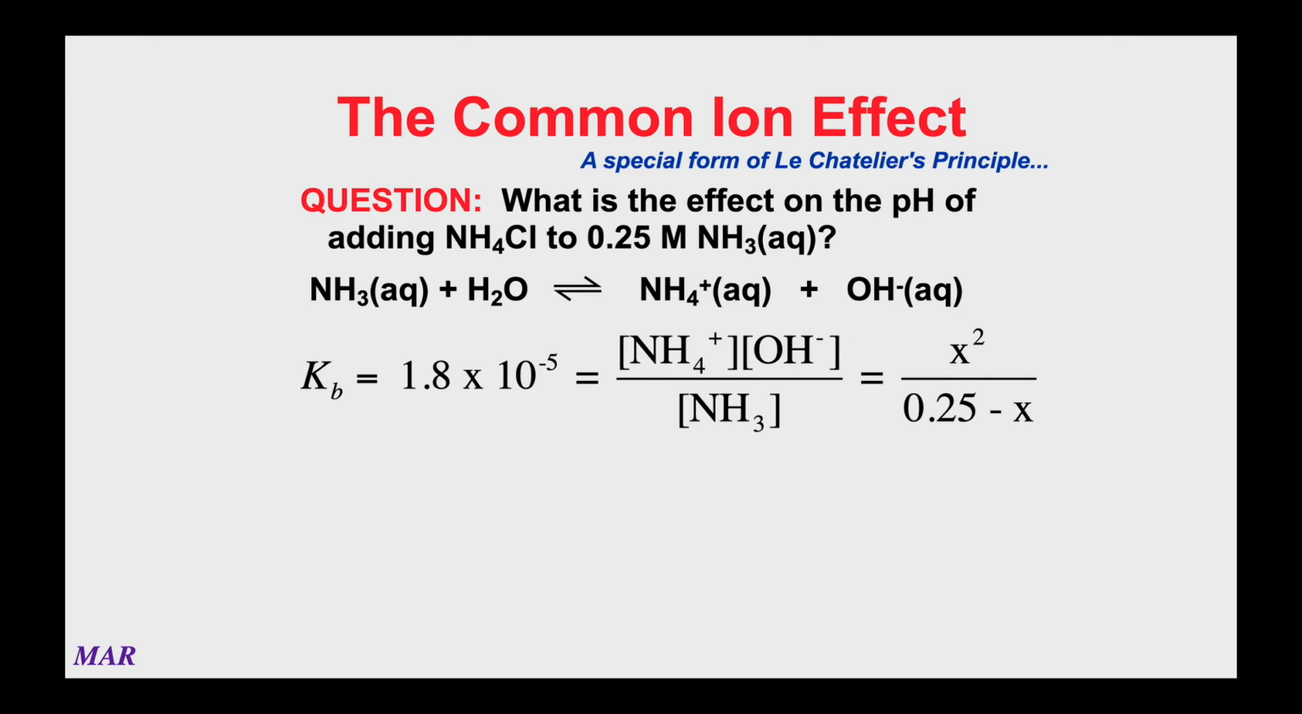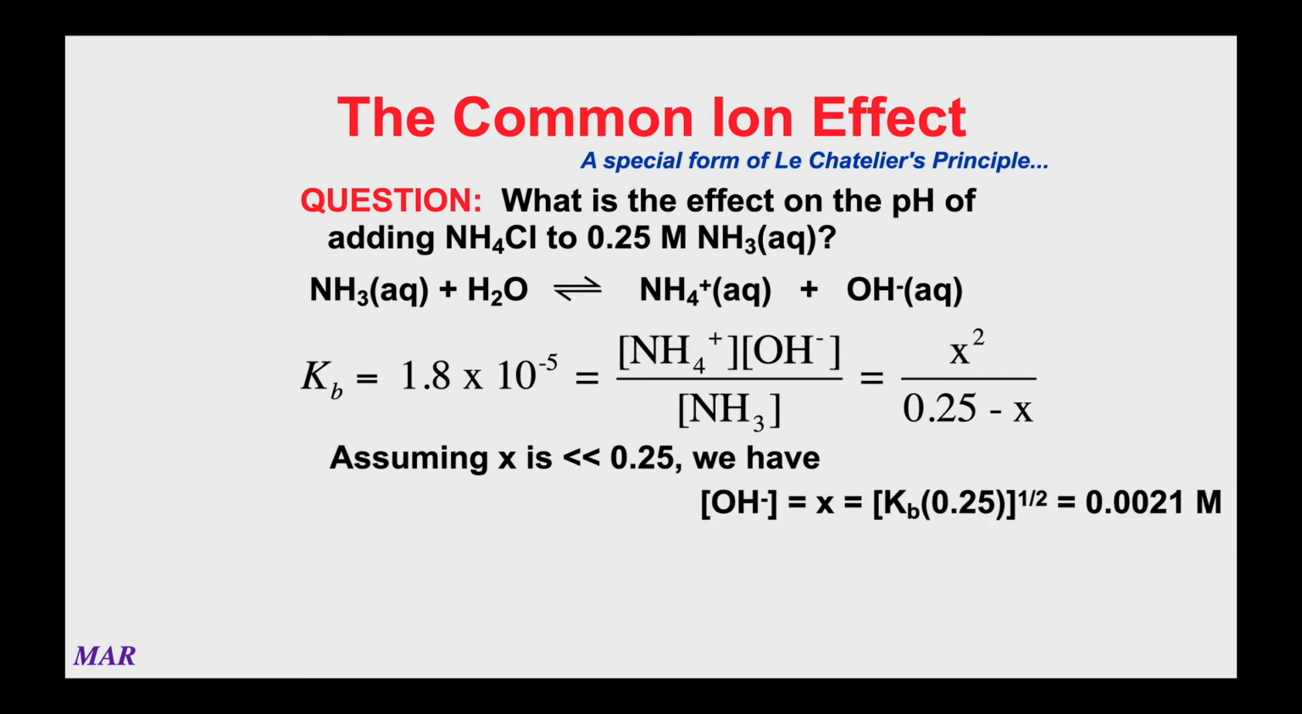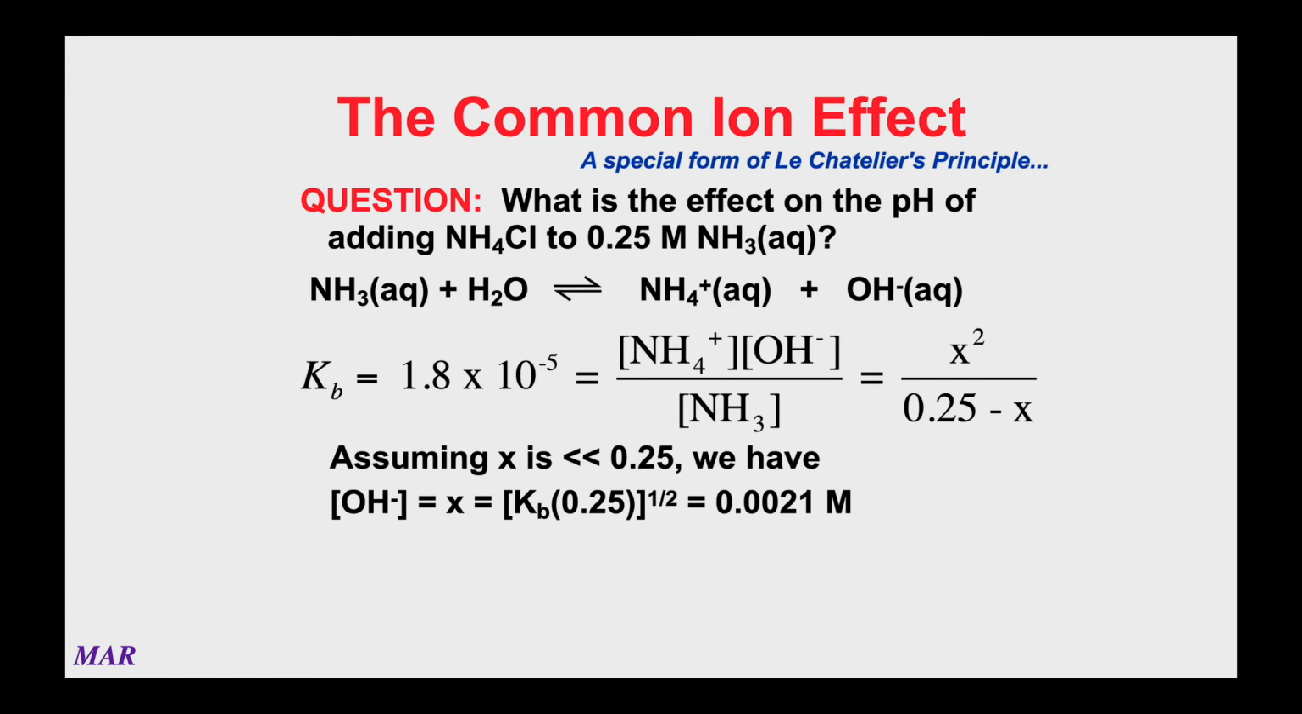However, if you remember from last time, if 100 times K is less than C, you can ignore that little minus X. 100 times 1.8 times 10 to the minus 5 would be 1.8 times 10 to the minus 3. And 0.25 would be 2.5 times 10 to the minus 1. That's a lot bigger than 1.8 times 10 to the minus 3. So we can absolutely ignore that little minus X.